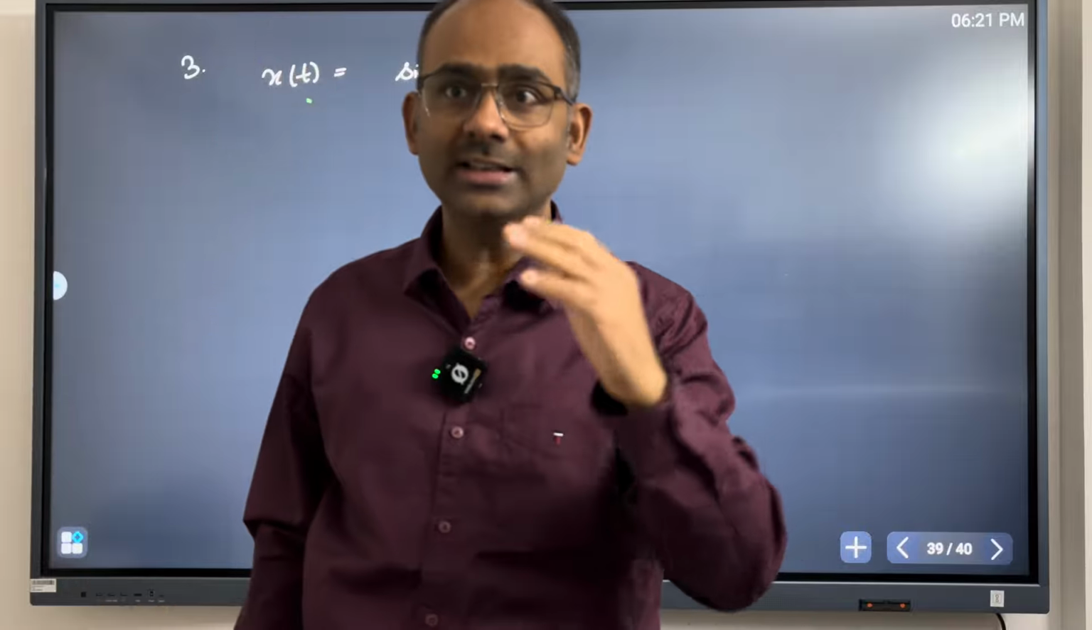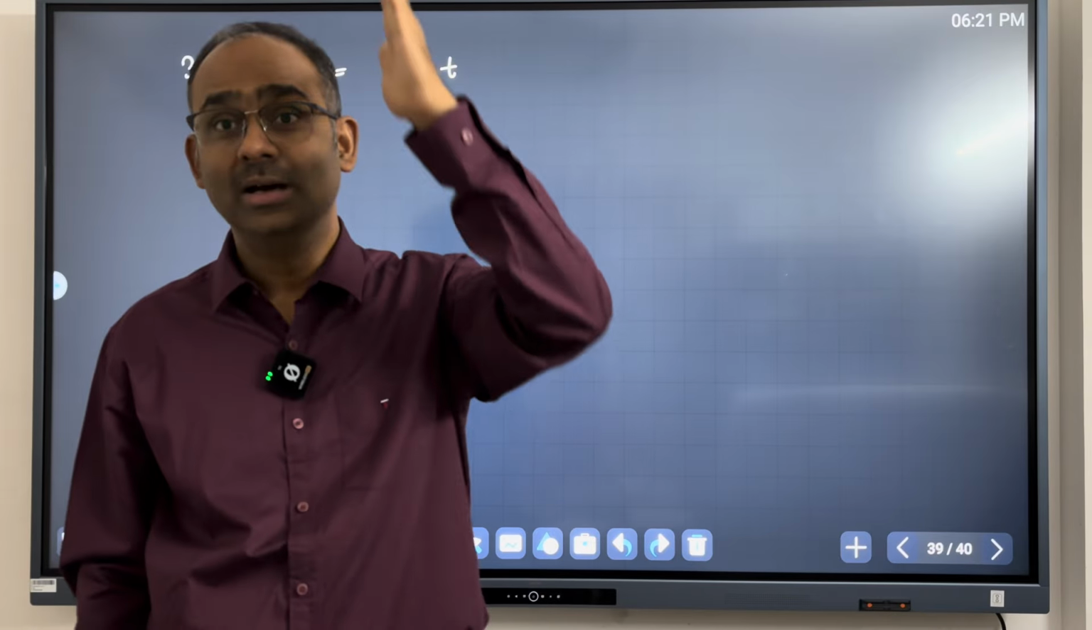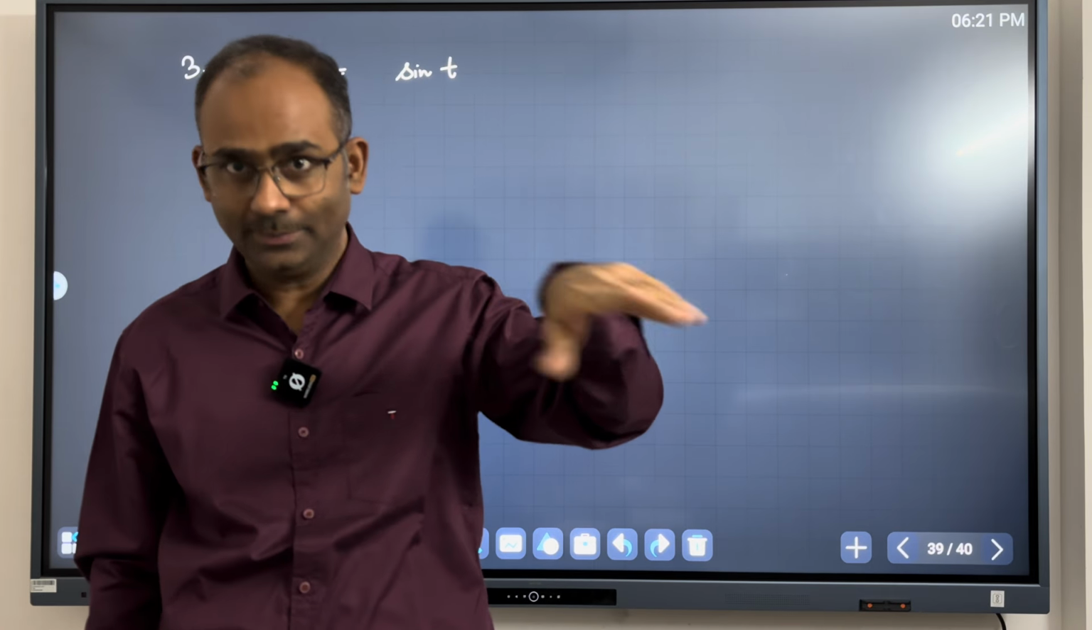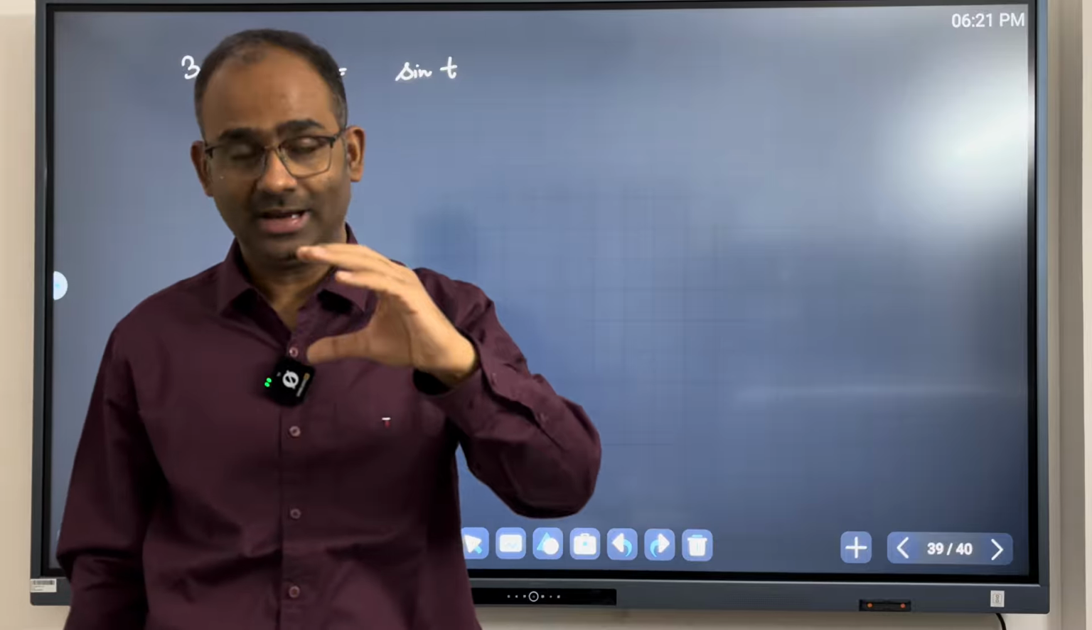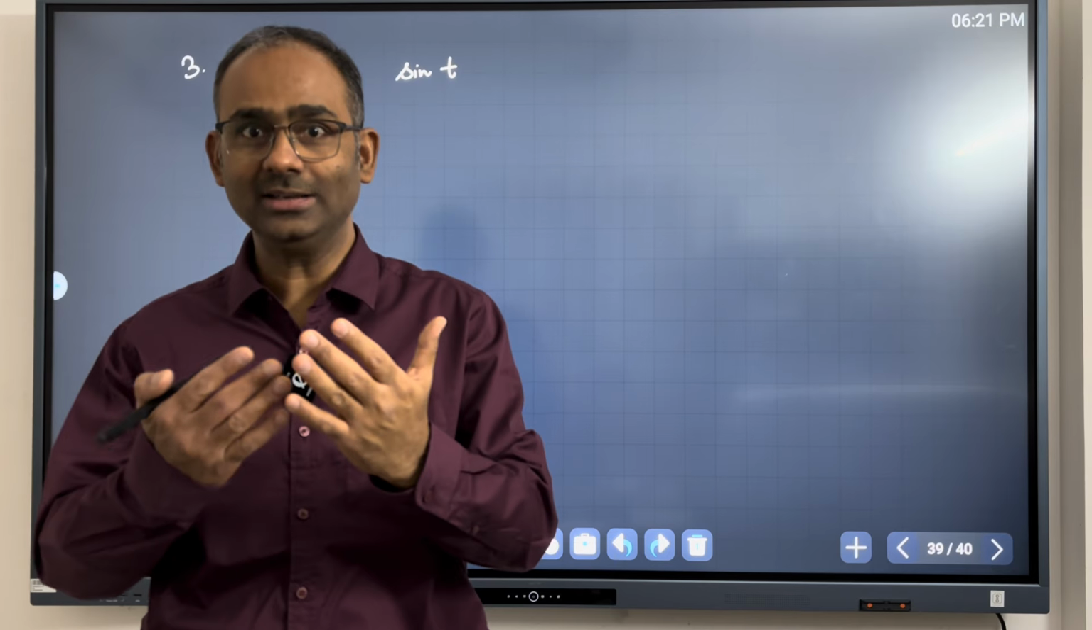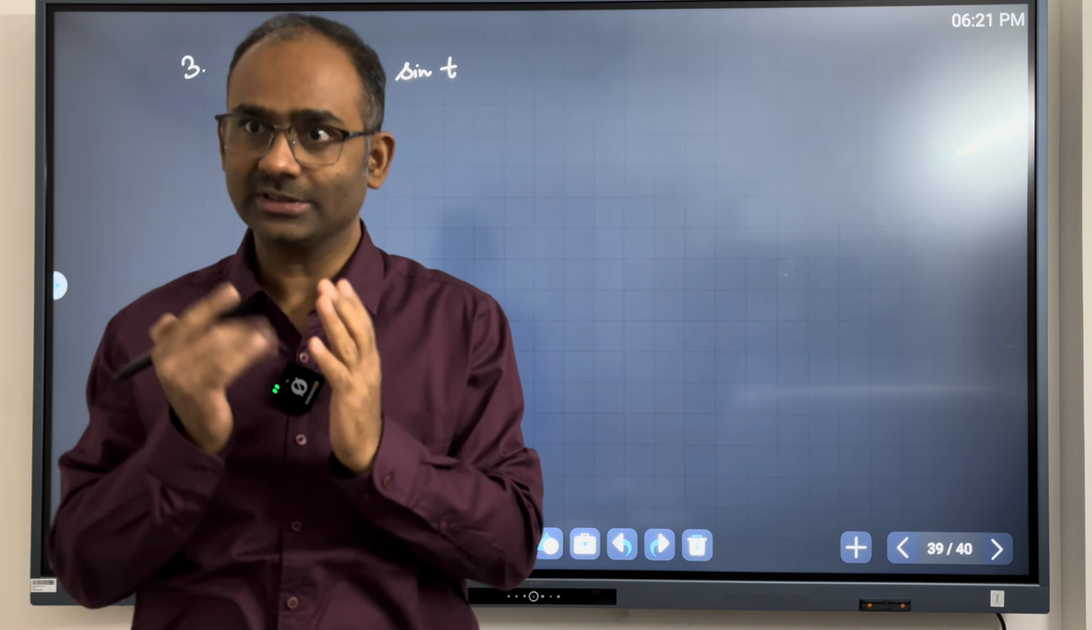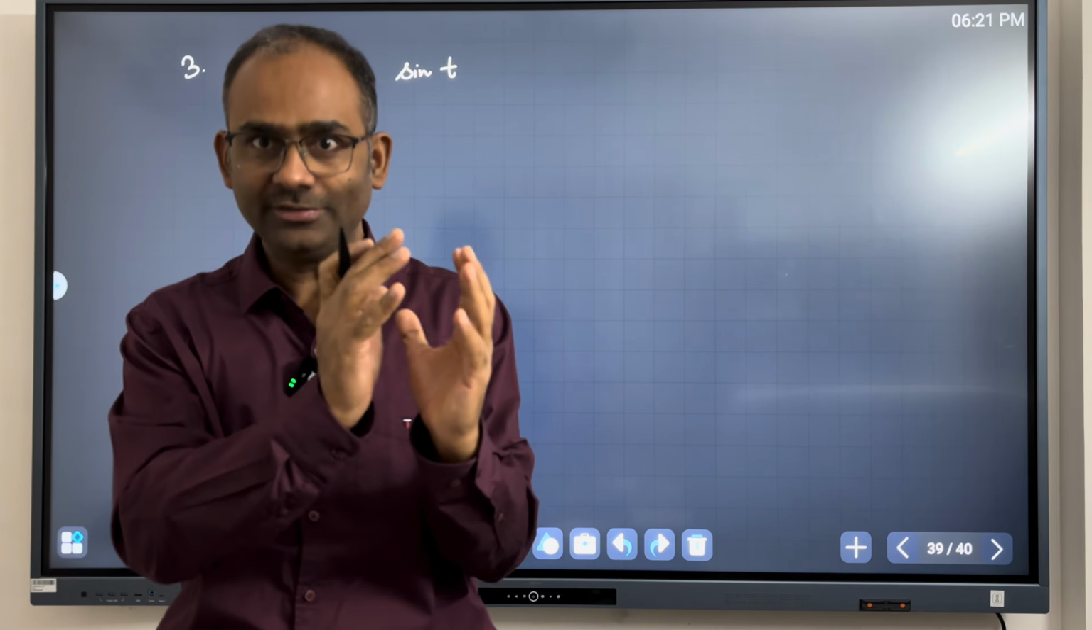Okay? Now sine is what? Sine is, remember, perpendicular over hypotenuse. This is a ratio of two lengths, and a ratio of two lengths is dimensionless, right? Because length divided by length is dimensionless. Is that okay?